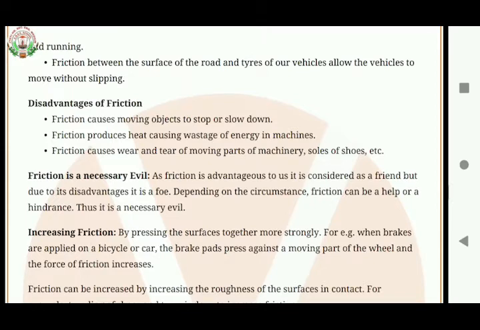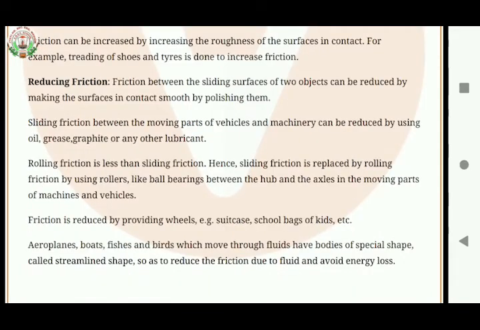Also, we can increase the friction by increasing the roughness of the surface in contact. You know that on rough surfaces, friction is more. For example, treading of shoes and tires is done to increase friction.